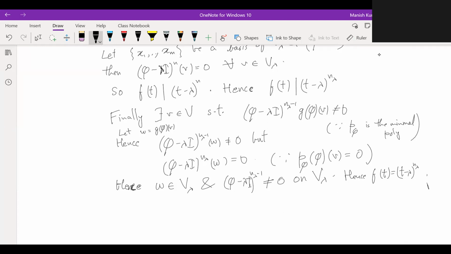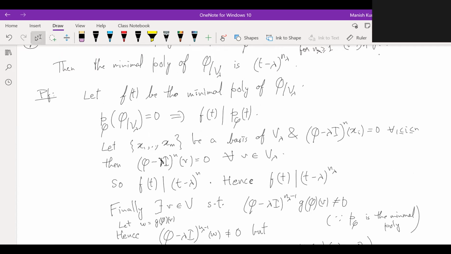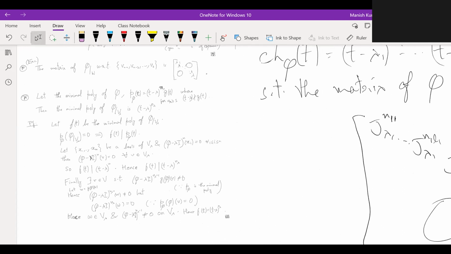Is that fine? Yes, sir. Okay, so that proves that the minimal polynomial is indeed this. So similarly, or maybe using this result, you can try to prove that this result holds even for the characteristic polynomial.